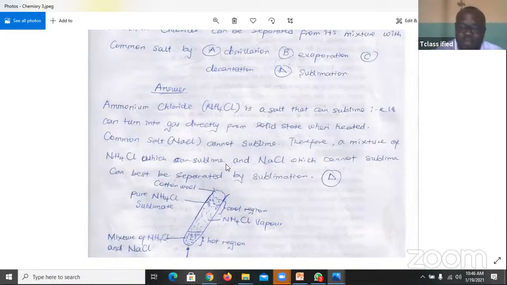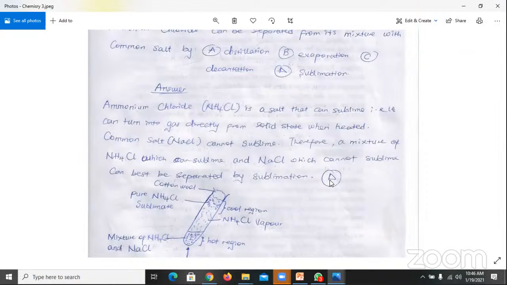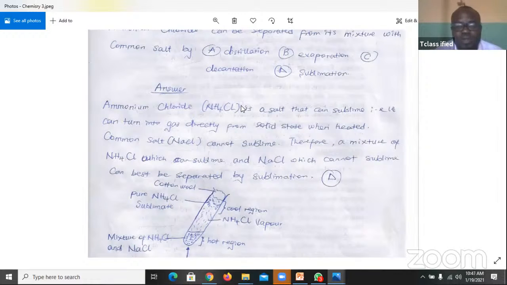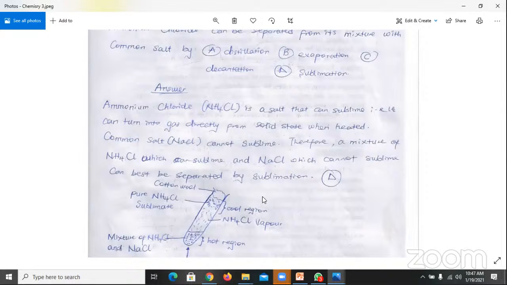So, therefore, a mixture of ammonium chloride, which can sublime, and sodium chloride, which cannot sublime, can best be separated by what? Sublimation. Sublimation, isn't it? Yes, sir. That's the easier way, because with sublimation, the ammonium chloride will just go, leaving only the sodium chloride. Are we clear on that? Yes, sir.